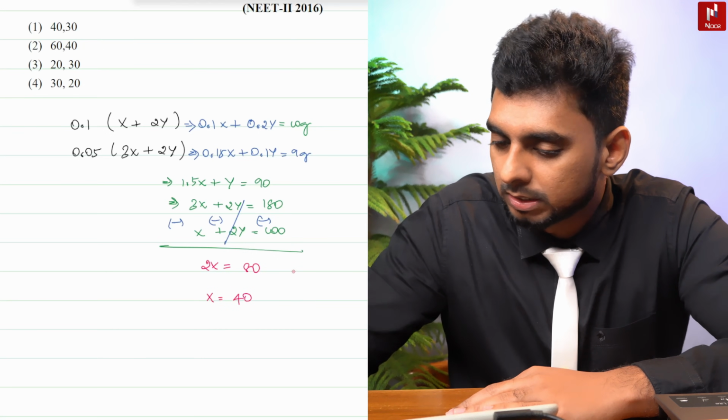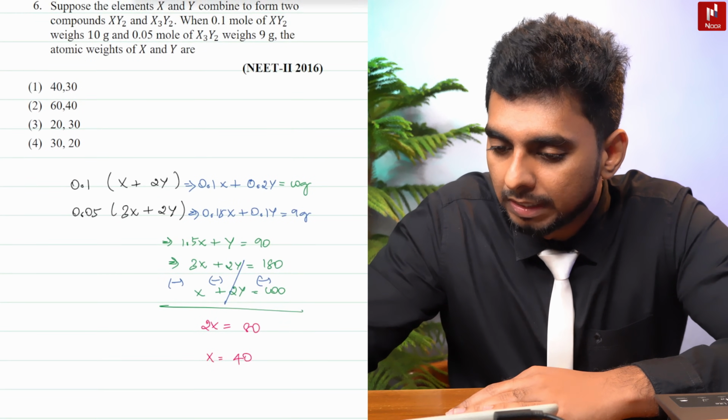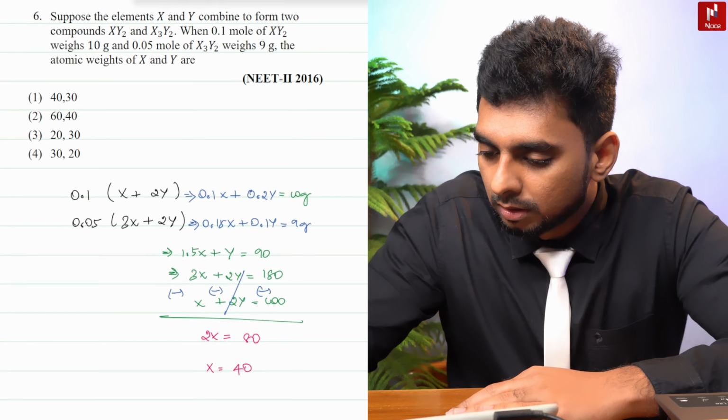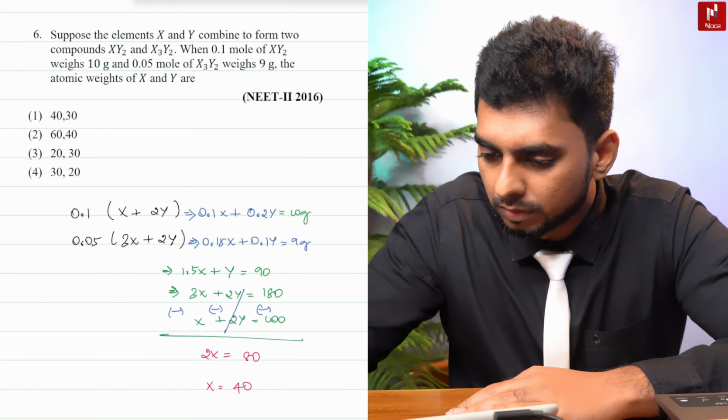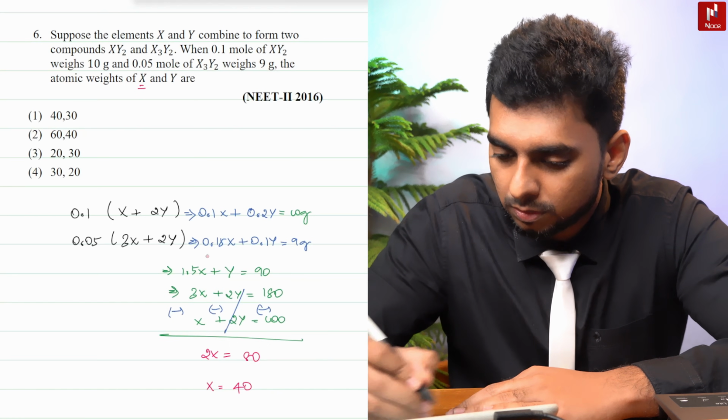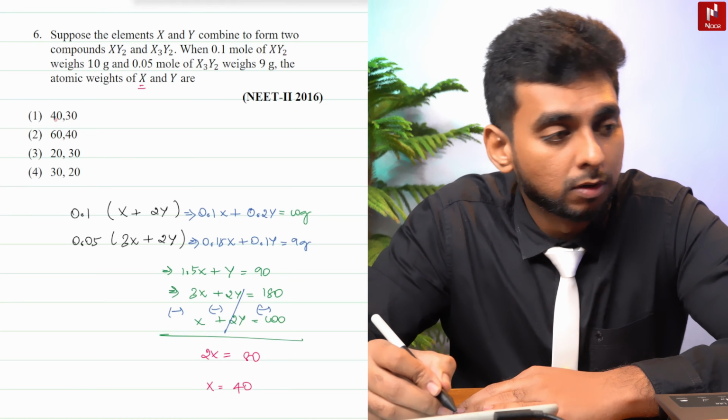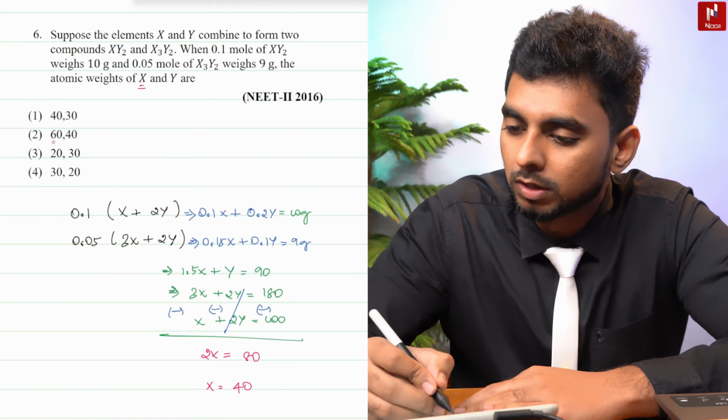So if X is 40, then what should be the Y? Let me substitute in any one of the equations, I'll end up getting it. So the first one is X, so X has to be 40. Only one of the options is there, which is option 1.